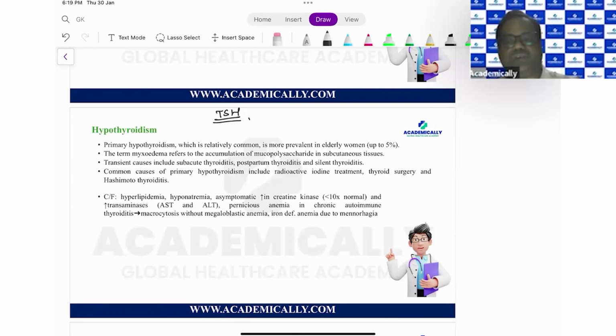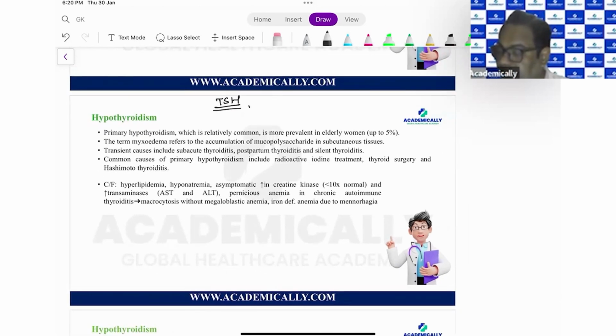TSH will always go opposite to the name, and T3, T4 will always go according to the name. But remember, whether it is hypo or hyper, we don't decide on the basis of T3, T4. We decide on the basis of TSH. What do we decide on the basis of T3, T4? Whether it is primary overt or whether it is subclinical. All right, that is important.